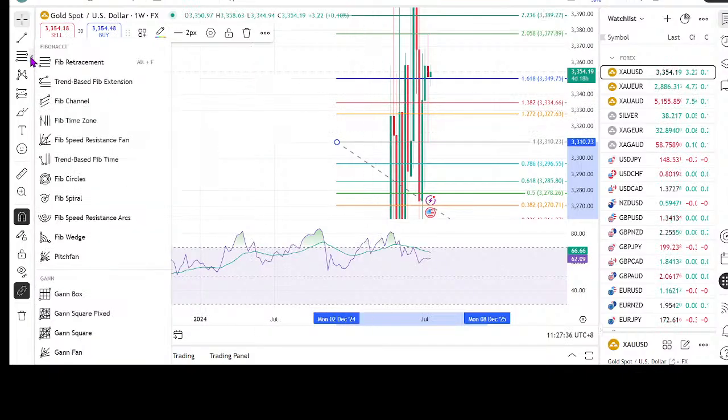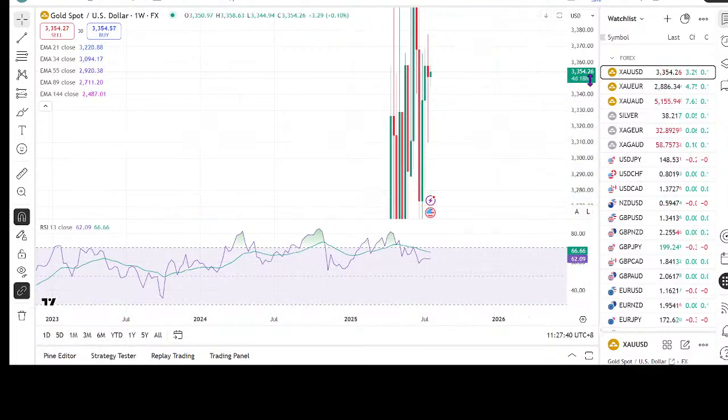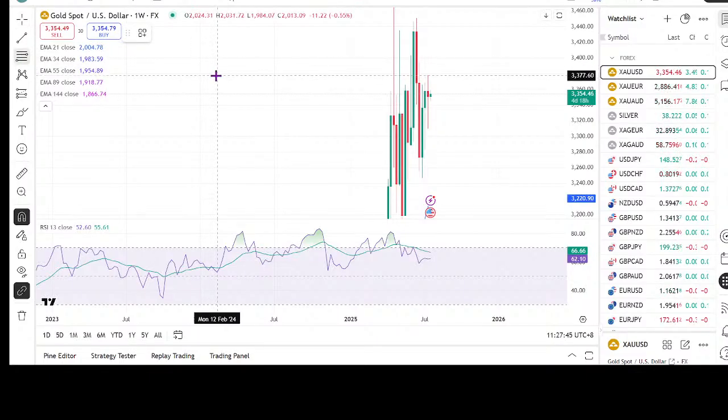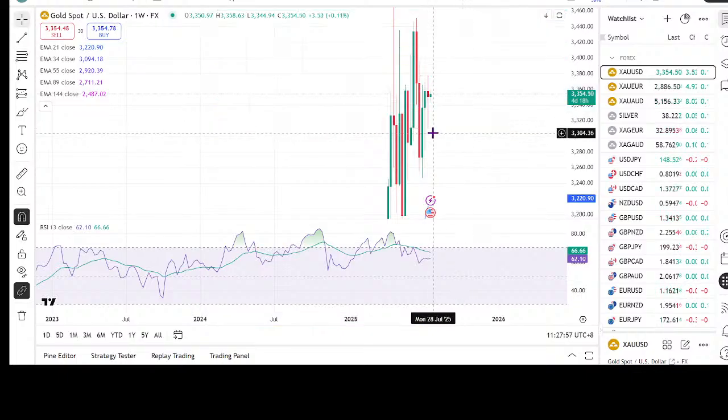And weekly target, if you ask me, I'm looking to see whether this high breaks. If this high breaks, then we should see the target of 3405 and 3420. So any one of these 2 levels as this week's target.